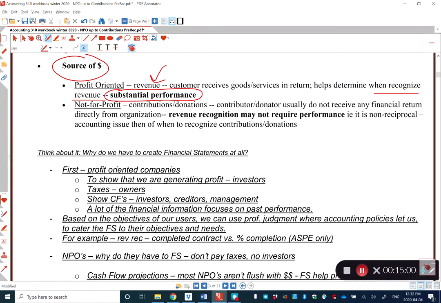Now, in a not-for-profit organization, it's a different story. You're not generally selling stuff. That's not to say not-for-profit organizations can't sell things, Girl Guides, but the majority of the quote-unquote revenue or money comes from contributions and donations. So generally, when you are looking to donate or contribute to a not-for-profit organization, there is no reciprocal arrangement. There is no financial return.